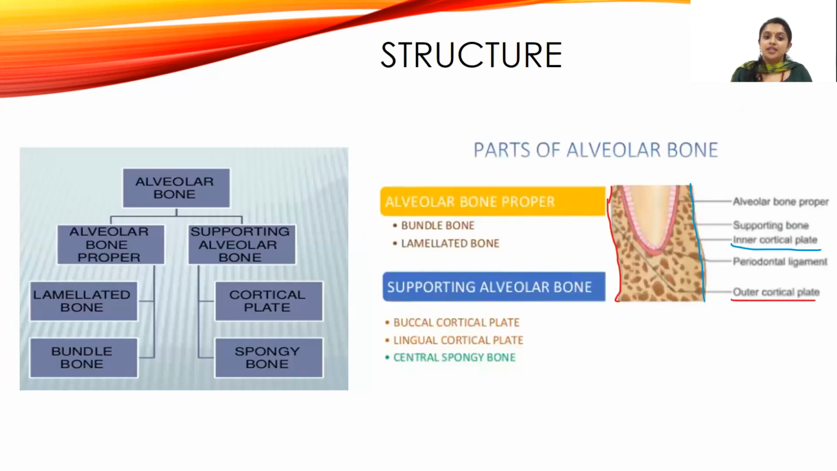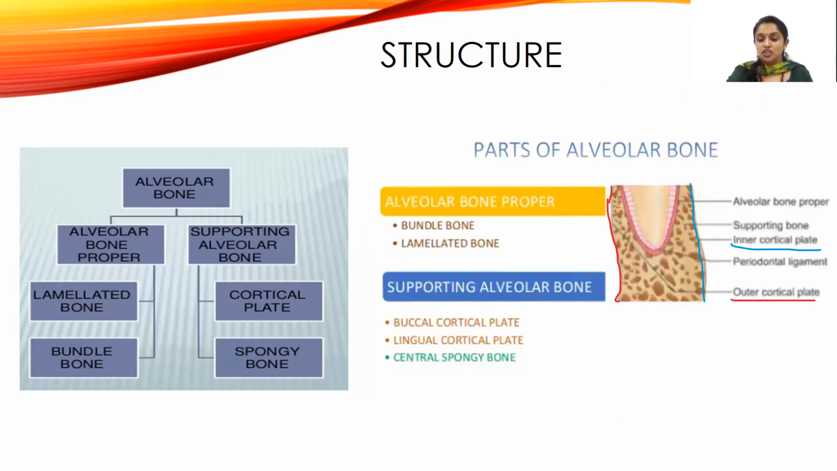Now we'll go into detail of the structure. As we learned, according to function, the alveolar bone can be divided into alveolar bone proper and supporting alveolar bone. Alveolar bone proper can be further divided into lamellated bone and bundle bone, and supporting alveolar bone is further divided into cortical plate and spongy bone.